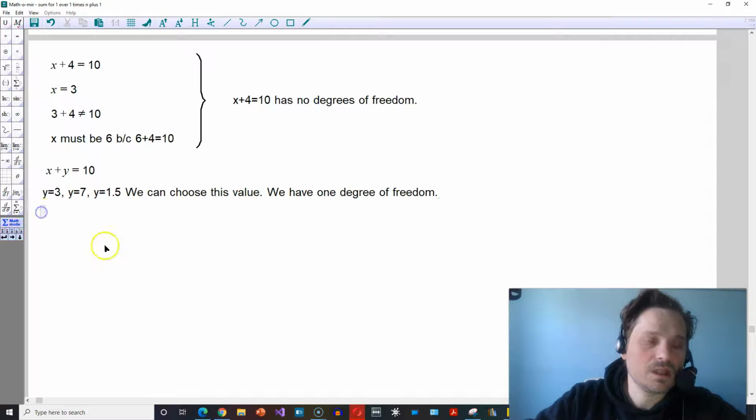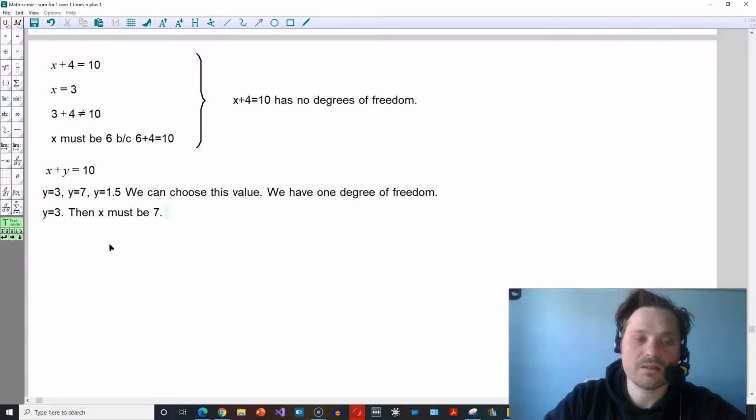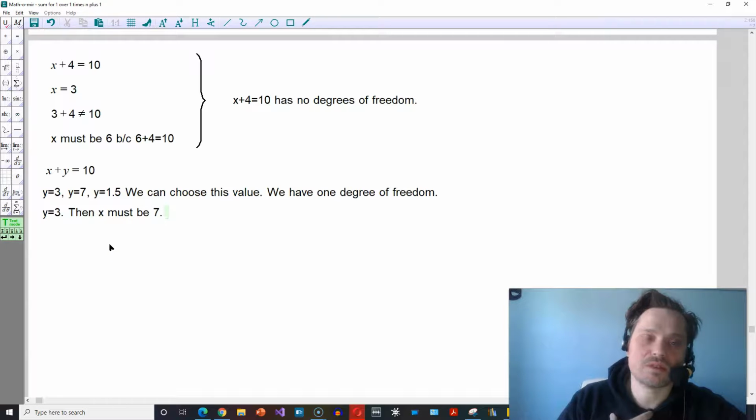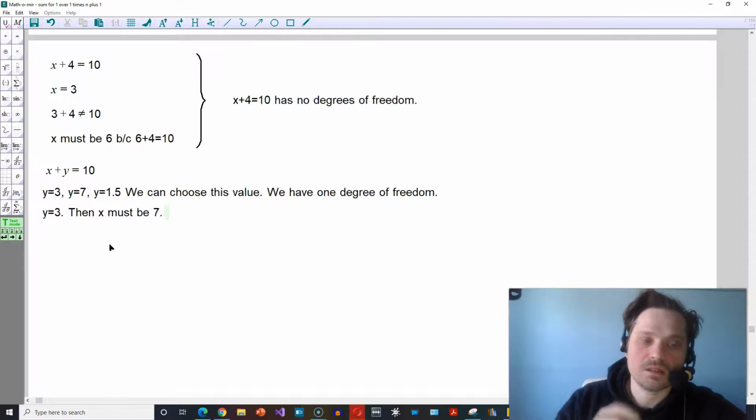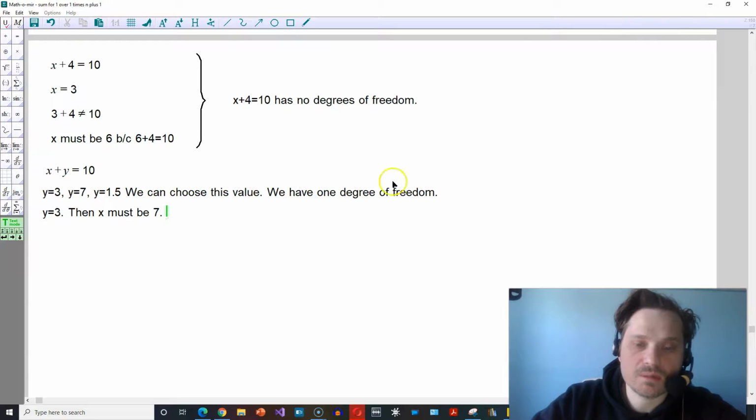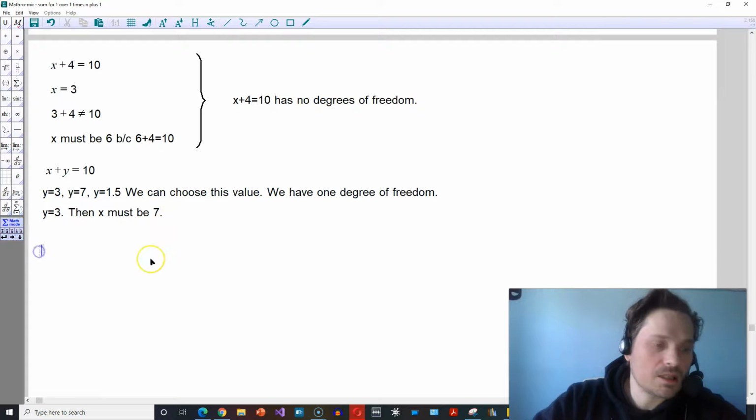Imagine that you do arbitrarily decide that y should be equal, for example, to 3. Then x must be 7. It cannot be any other value. I cannot determine its value arbitrarily. I can't say that when y is 3, for example, x is 25, because 25 plus 3 would not be equal to 10. That's what we mean. The overall conclusion for this example is the following, that we have 1 degree of freedom. Look at the next example.